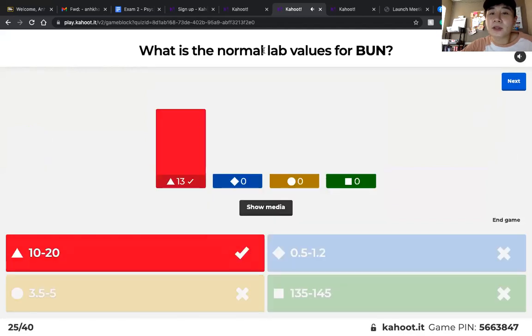Yes, so the normal lab value for BUN is 10 to 20. How I remember this is BUN is like a burger, and a burger is like $10 to $20. So that's how I remember it.